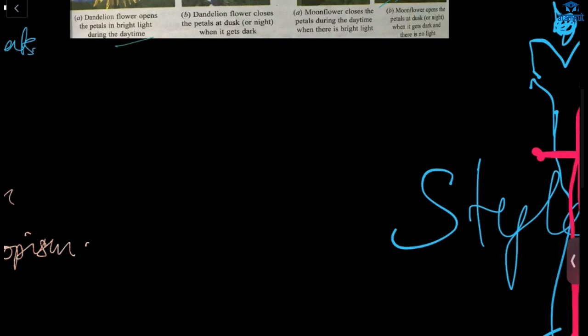And it is a nastic movement. It is not thigmotropism. Why? Because in this case, the direction of movement of the leaf does not depend upon the direction of the stimulus. Wherever you touch, it doesn't matter. It will close. All parts of that leaf will close.